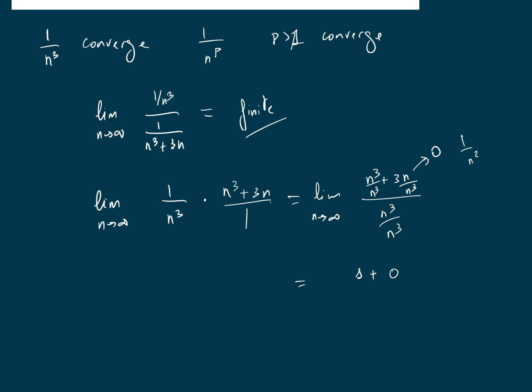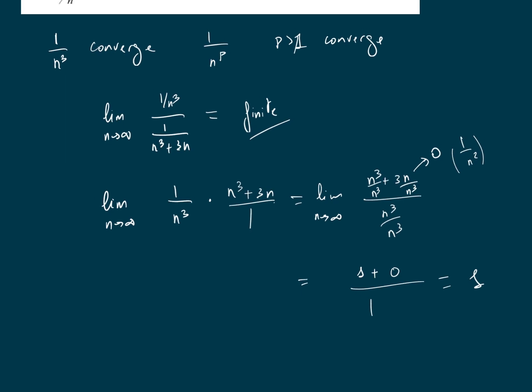When n goes to infinity, 1 divided by n squared goes to 0, so the limit is 1 divided by 1, which is 1. The limit is a finite number. It's not infinity, and it's not 0 either. It has to be between 0 and infinity.